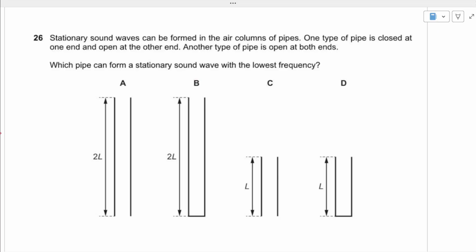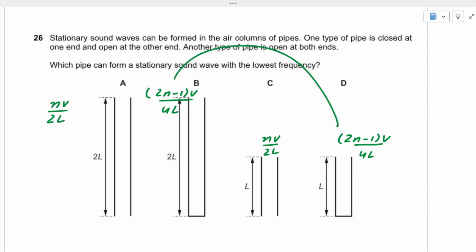Okay, the last question. For these kind of questions, I suggest that students must memorize the formula. And the formula that we have for the open ends, n v over 4L. Sorry, n v over 2L, for both ends open. When one end is open and one end is closed, this is the formula. So for first and third, we'll use this formula. For second and fourth, we'll use the different formula, because the case is different.